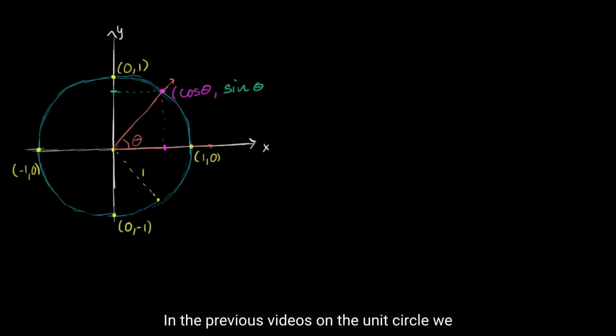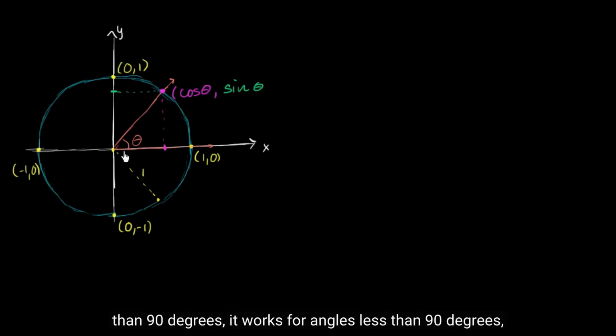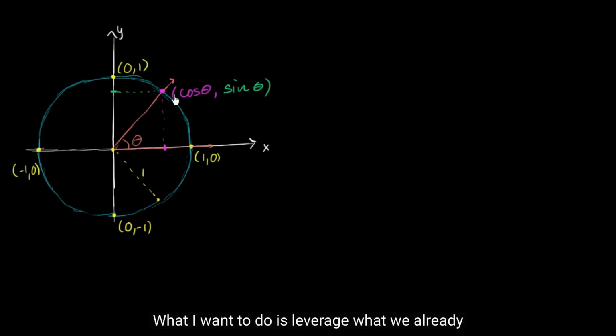And in previous videos on the unit circle, we talked about why this is really just a natural extension of the SOHCAHTOA definition. What's useful is it starts to work for negative angles, it works for 90-degree angles, it works for angles more than 90 degrees, and less than 90 degrees. So it's really, really useful. But what I want to do is leverage what we already know about the unit circle definition of trig functions to help prove the Pythagorean identity. It almost falls out of the fact that this point right over here is on a circle of radius 1.